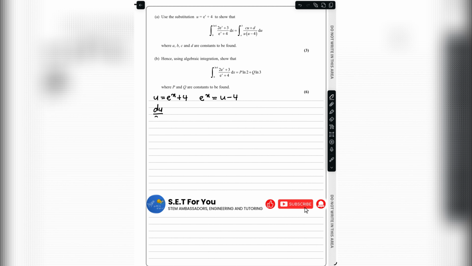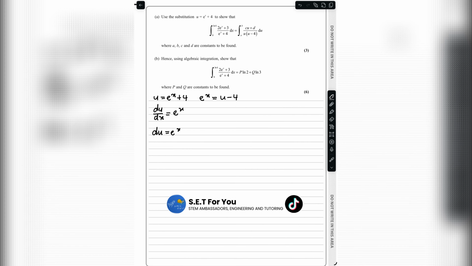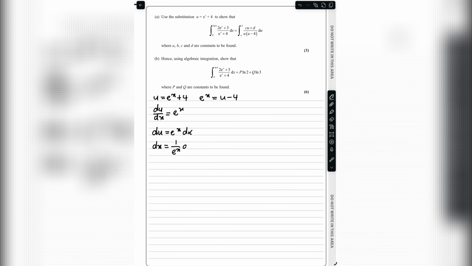And if we differentiate both sides of our substitution with respect to x, we get e to the power of x. So du equals e to the power of x multiplied by dx. So dx equals 1 divided by e to the power of x multiplied by du. And given that e to the power of x equals u minus 4, we can write this as 1 over u minus 4 multiplied by du.